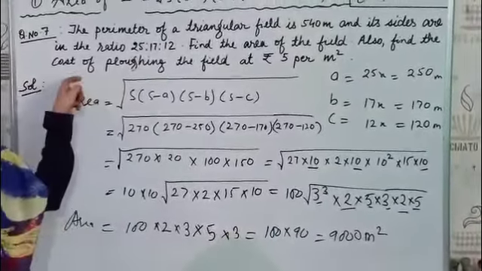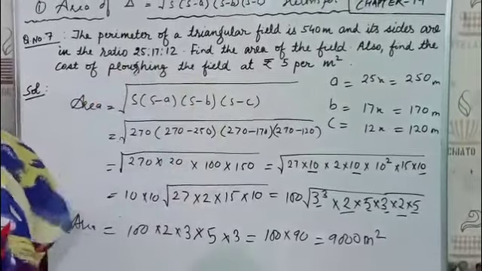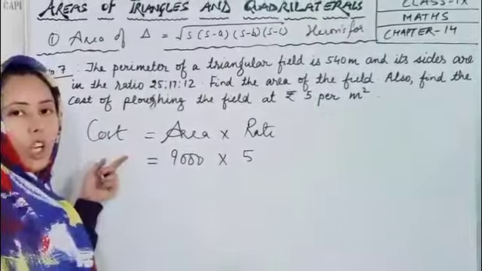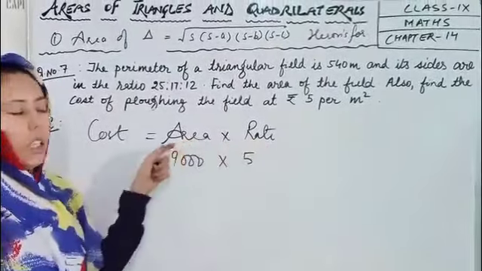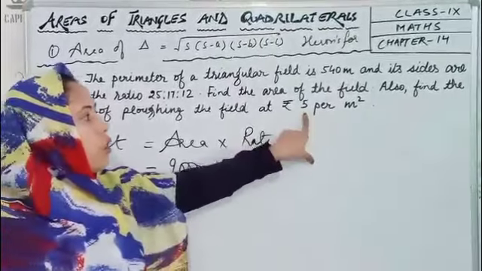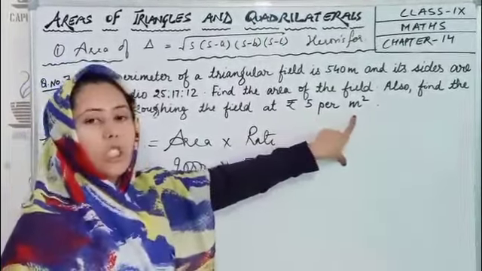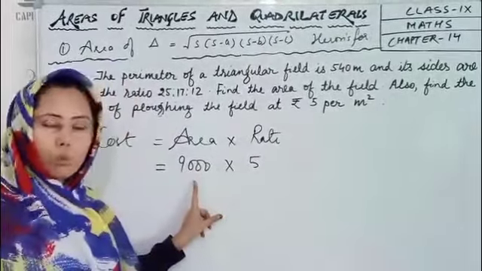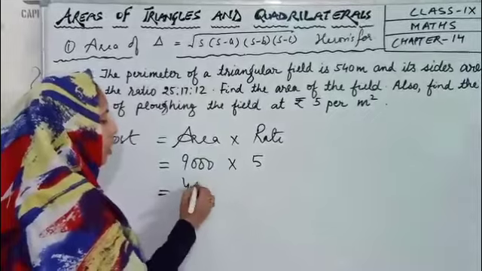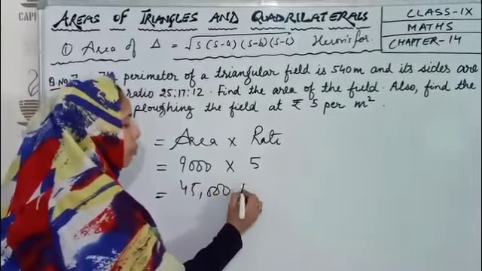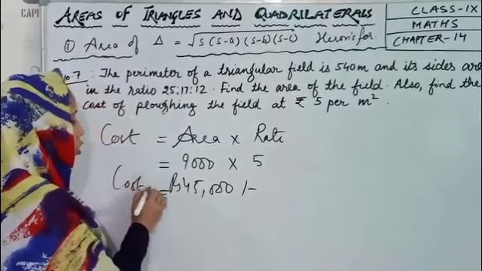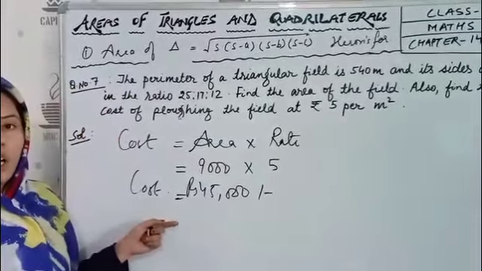Now the question is further saying find the cost of ploughing the field. Cost is equal to area into rate. The area of that field was 9,000, which we have just calculated, and the rate is given as 5 rupees per meter square. The area was in meter square. We will multiply it by 5. So here you will get 5 9s are 45,000 rupees. This is the cost of ploughing the field and your answer.